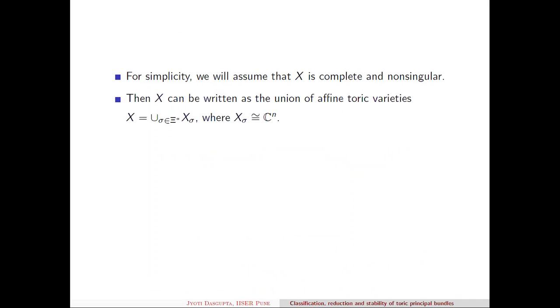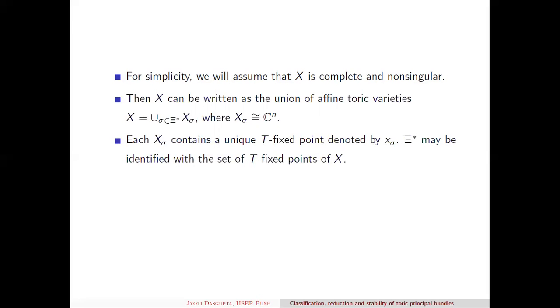Then, in fact, we can write the toric variety as a union of affine toric varieties, where each of these affine pieces is isomorphic to C^n, assuming that the dimension of X is n. And here the indexing set is over the fixed points under the torus action. And in fact, every X sigma will contain a unique T fixed point.